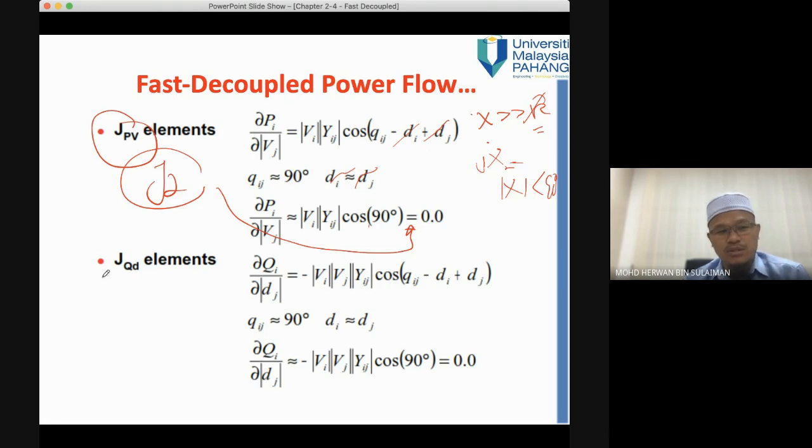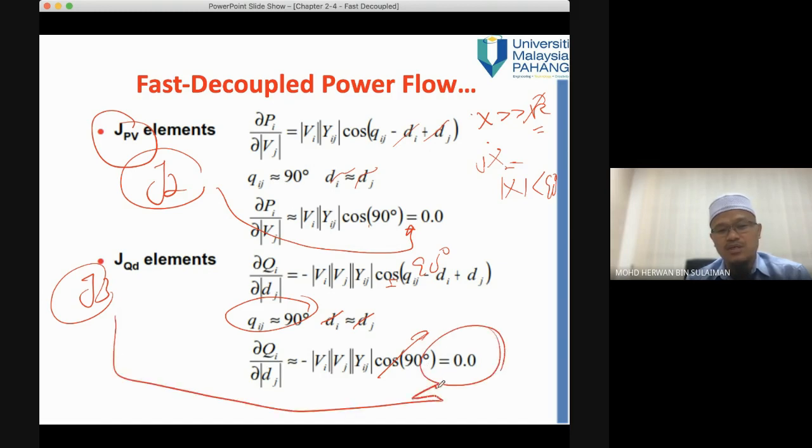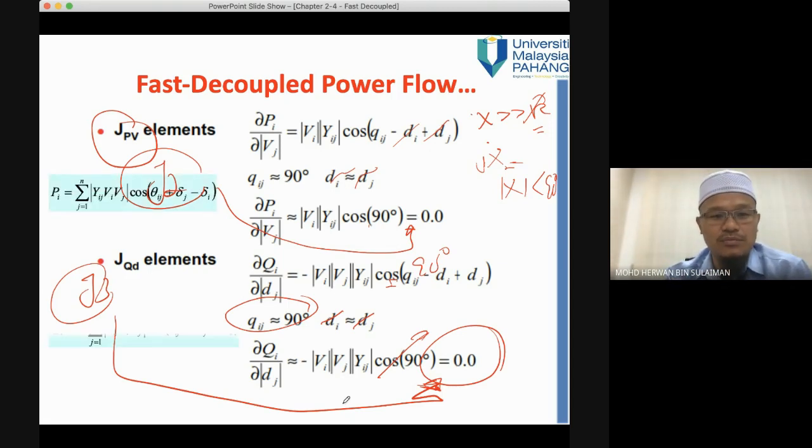Sama juga untuk J3, ni J3, Jacobian element number 3, Q with respect to angle. When you do the derivation, partial derivation Q with respect to theta, you akan dapat cos juga. Since similar with the previous assumption, kita punya DI dengan DJ lebih kurang sama. So Q ni you akan dapat cos 90 degrees. When you do cos 90 degrees, surely you dapat kosong. So that's why again for JQ ataupun J3 ni dia assume kosong. That's why matrix tadi you dapat kosong.